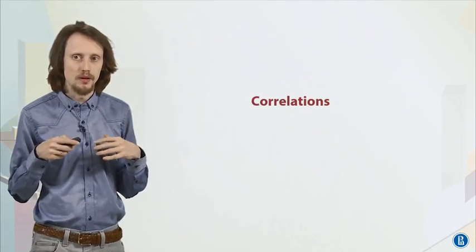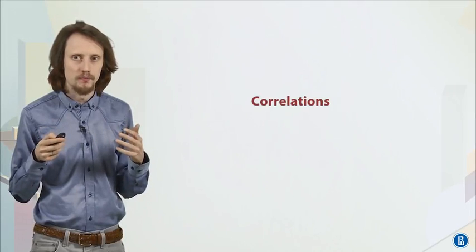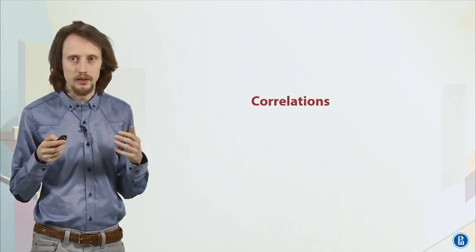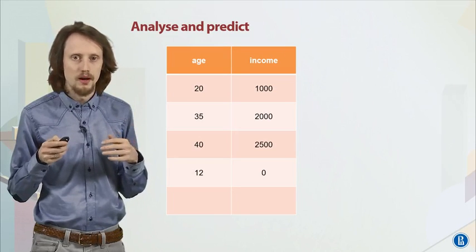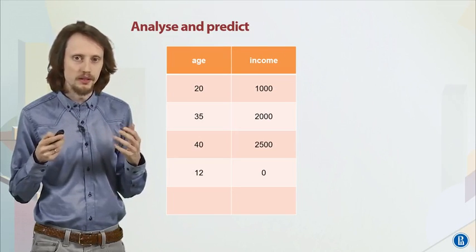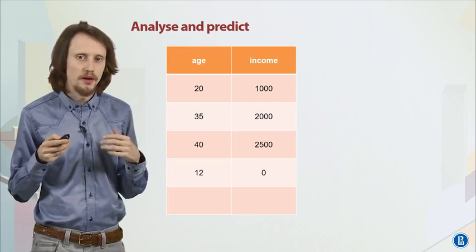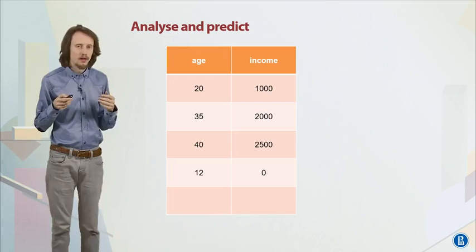The main topic of this week is correlation. To see why we need correlations, let us assume the following problem. We have a data set with two variables, age and income. And we want to predict income for some person with known age. And we know that this age is 37.